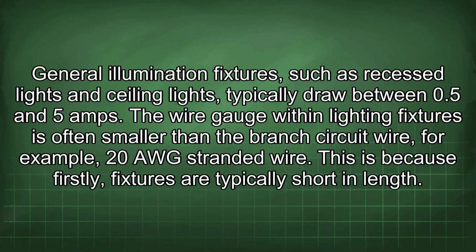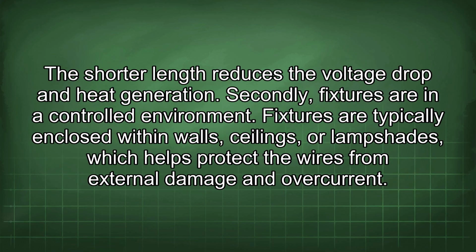The wire gauge within lighting fixtures is often smaller than the branch circuit wire, for example, 20 AWG stranded wire. This is because, firstly, fixtures are typically short in length. The shorter length reduces the voltage drop and heat generation. Secondly, fixtures are in a controlled environment. Fixtures are typically enclosed within walls, ceilings, or lampshades, which helps protect the wires from external damage and overcurrent.